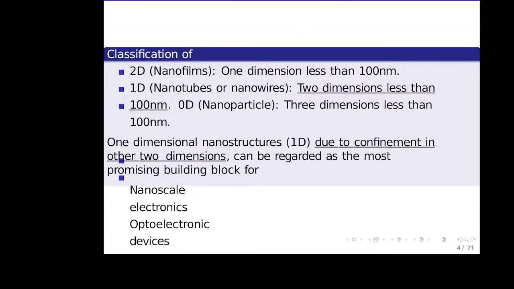Then classification of nanomaterials. Nanomaterials can be of two dimensions, such as nanofilms. Here one dimension is less than 100 nanometer, whereas in case of one dimensional nanomaterial, two dimensions are less than 100 nanometer. And in case of nanoparticle, we are confining all the three directions. That is, all the three directions are less than 100 nanometer.